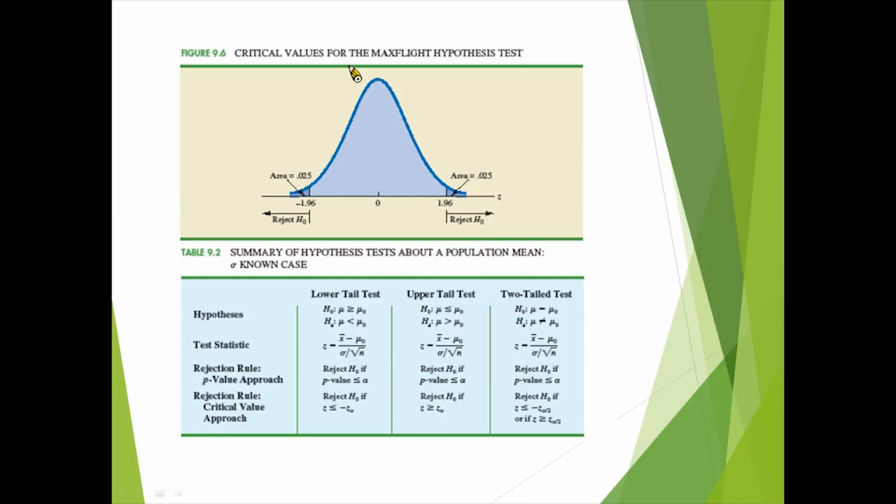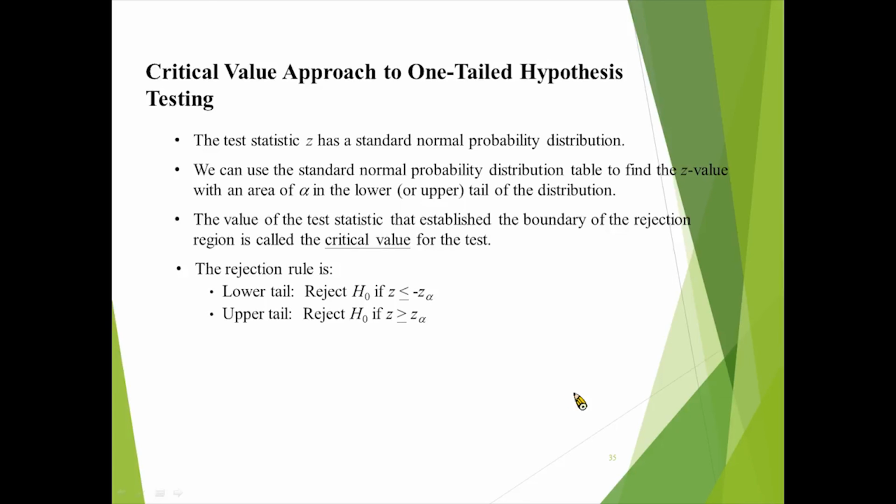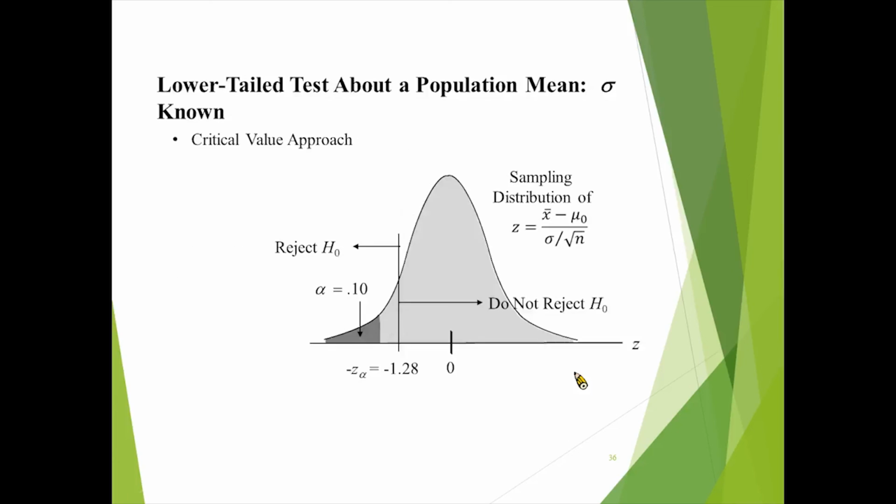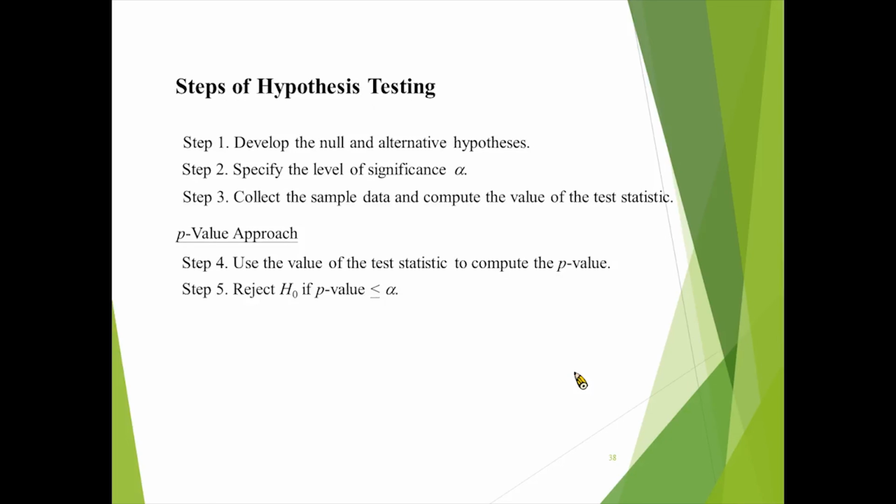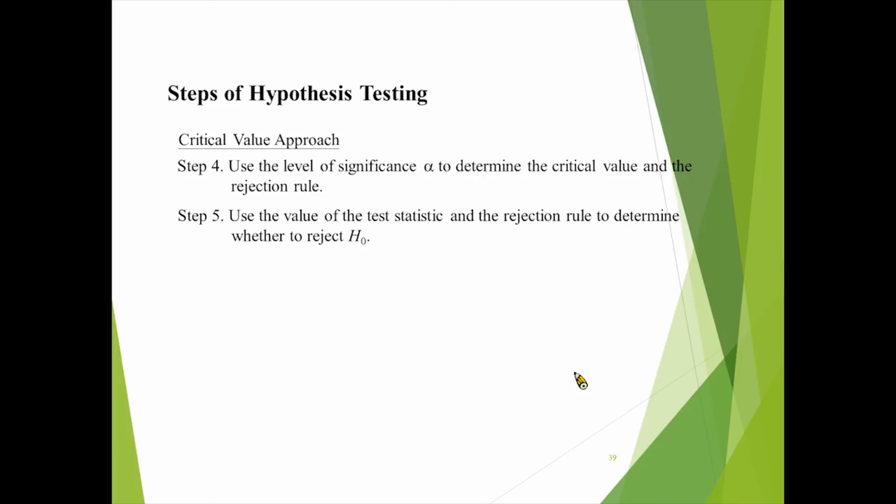So you can see this table. This is the lower tail, upper tail and the two-tail test. Okay, so this is the hypothesis, and the test statistic is the z value. Okay, we will talk about this.